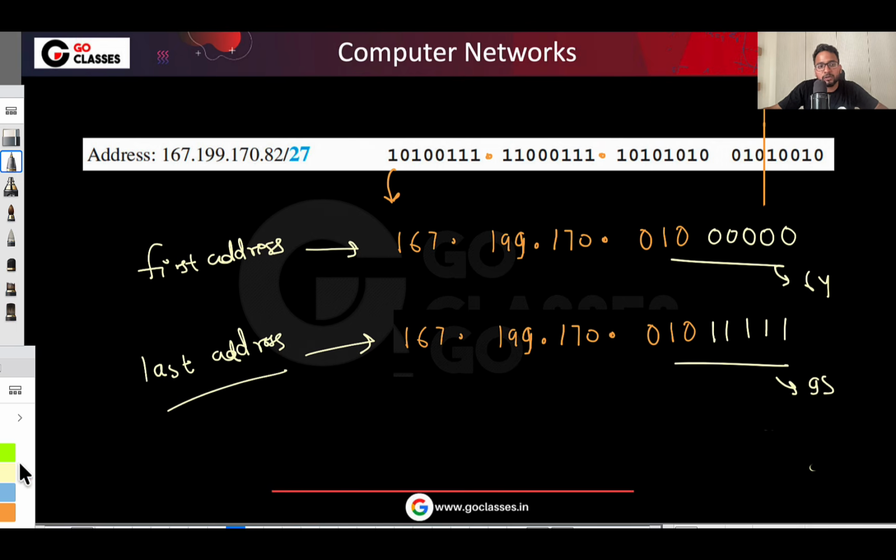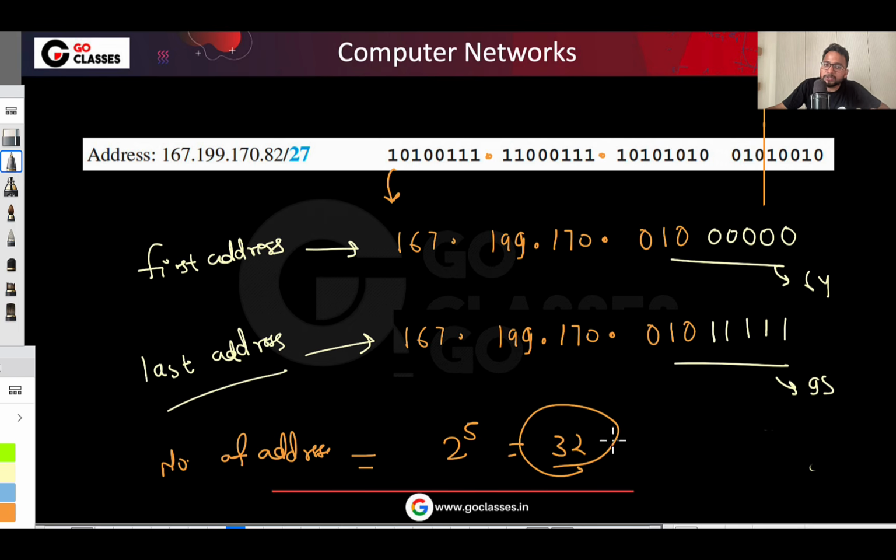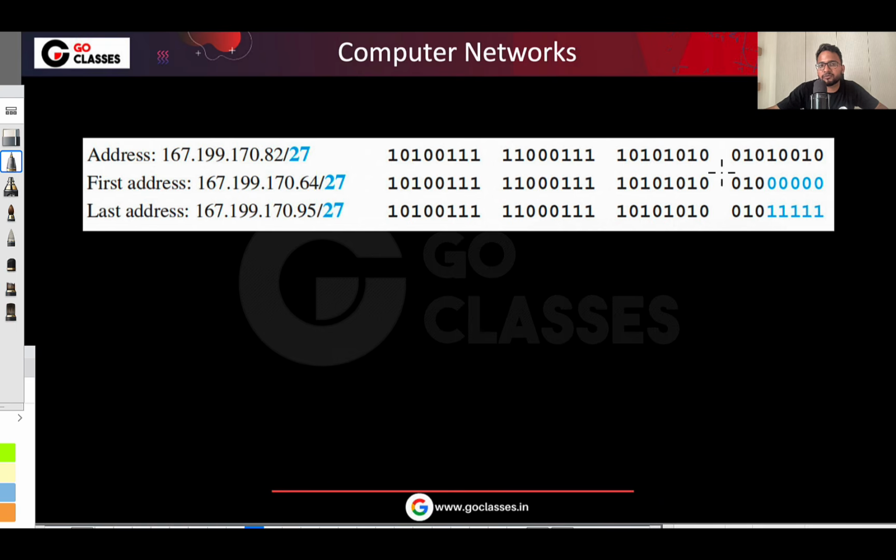This is the last address. Now since five bits are free, the number of addresses here is 2 power 5, which is 32. Total 32 addresses, in which assignable addresses are basically 30. I mean, the first address and last address you cannot assign to any host. So if someone asks for assignable or host addresses, you can say 30, but the number of IP addresses is 32, right? Very easy. So you can see here, 64 is the first address, and 95 is the last address. That's how you can solve this particular question.